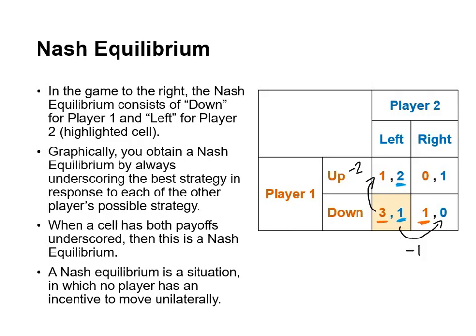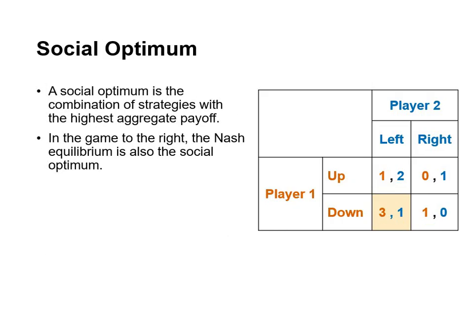Okay, so another important term is the term of a social optimum. A social optimum is simply the aggregate payoff that is the highest among all possible strategy combinations. So we simply sum up the payoffs. For the combination up, player 1, left, player 2, we get an aggregate payoff of 3.